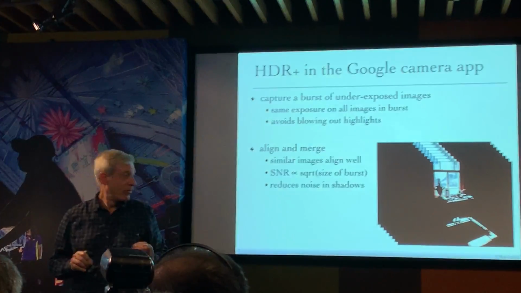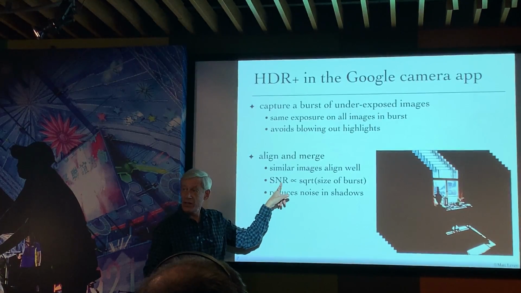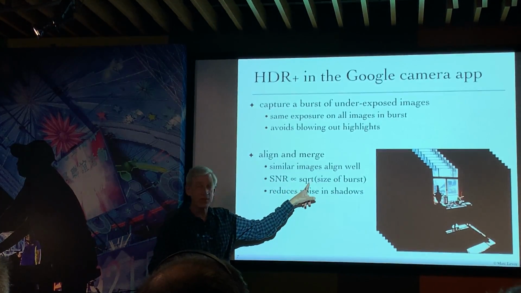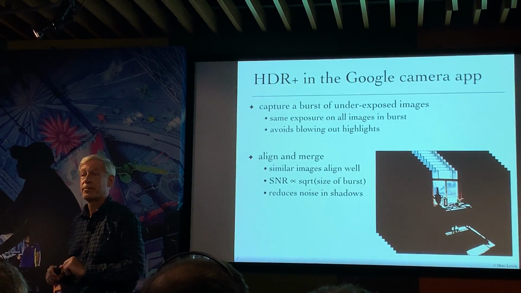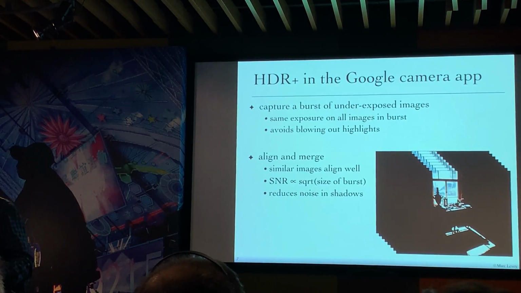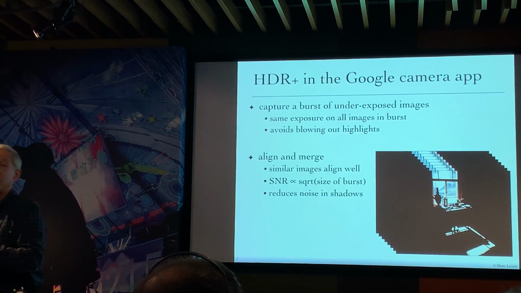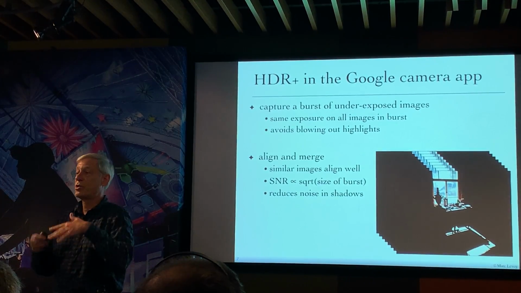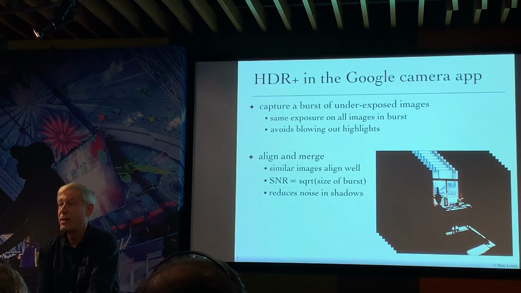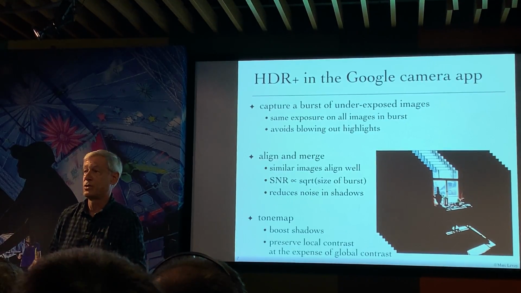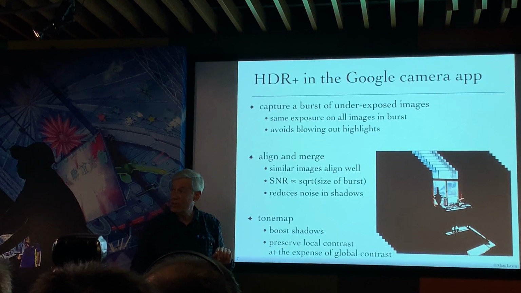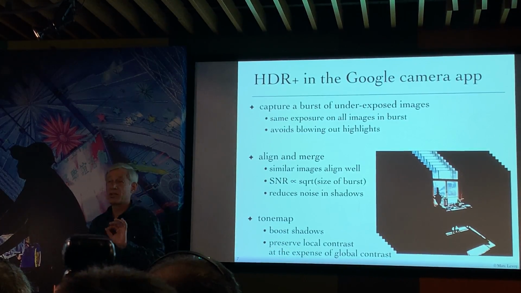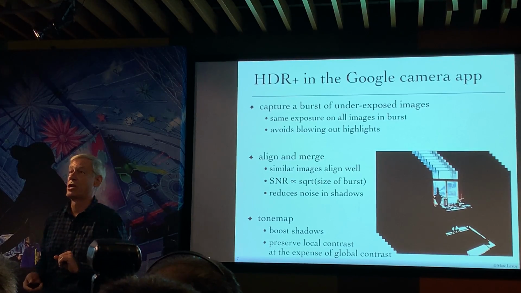And one formula I'll give you is that the signal to noise ratio increases as the square root of the number of frames that you average together. So if you average 9 frames, you get 3 times less noise. So this reduces noise in the shadows, and then we boost the shadows. So the idea is to preserve local contrast and sacrifice a little bit of global contrast.